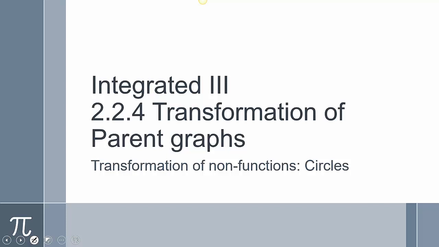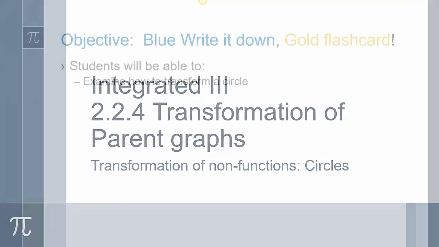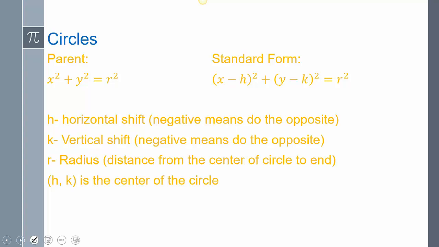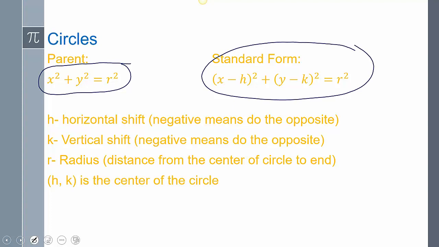This is section 2.24. We're going to take a look at the transformation of non-functions. And so we're going to actually examine how to transform a circle. Now, a few things to memorize here: this is the parent graph, and this is the standard form. And these are things that we should memorize.